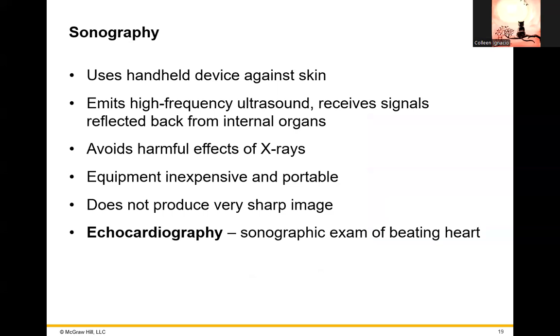And so this is really great because we don't have the harmful effects of x-rays, because there is a certain limitation to the amount of x-ray radiation that you want to expose your patients to. Now, the bad thing about sonography is the image is not as precise, okay? Now, an echocardiogram is an example of sonography. And so this is taken of a beating heart. So it's an echocardiogram, okay?